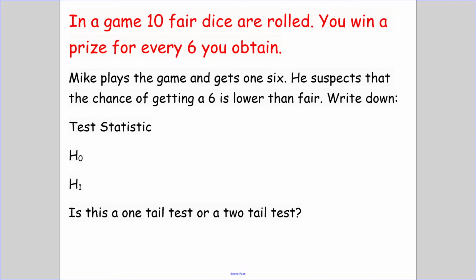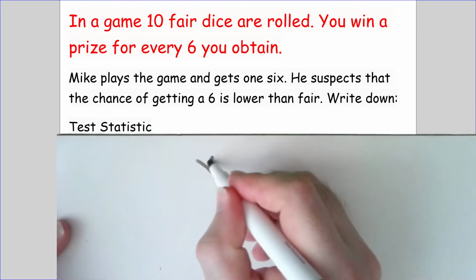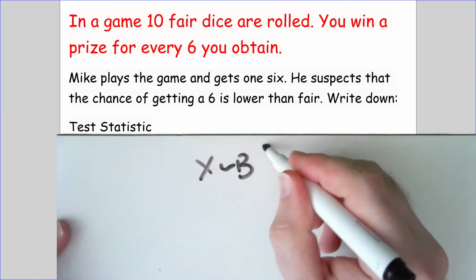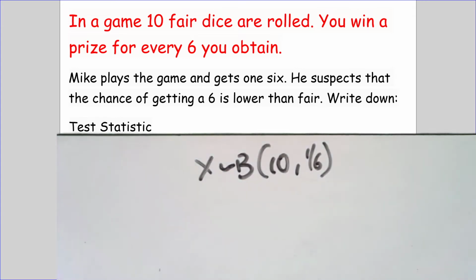So in a game, 10 fair dice are rolled, you win a prize for every 6 you obtain. Mike plays this game and gets 1 six. He suspects that the chance of getting a 6 is lower, because you wouldn't expect to get 1 six if you roll 10 dice. Write down our test statistic. So if we roll 10 dice, this is going to be modelled using the binomial distribution. So our test statistic is going to be X is a binomial 10, 1/6. So this is what we're going to be using to do our calculations on.